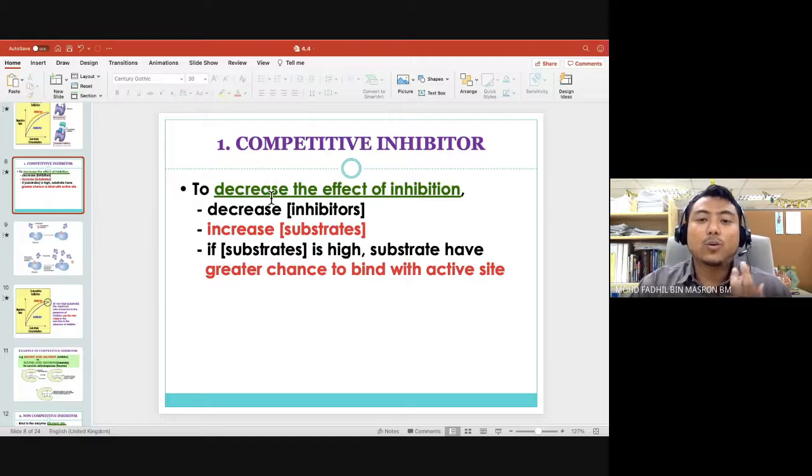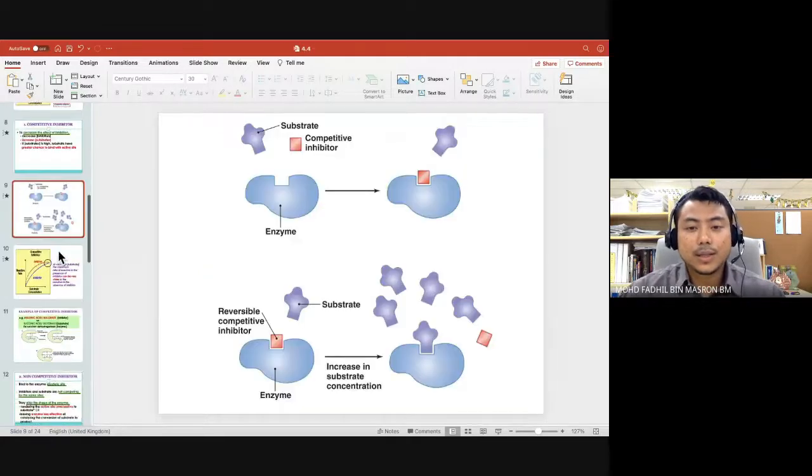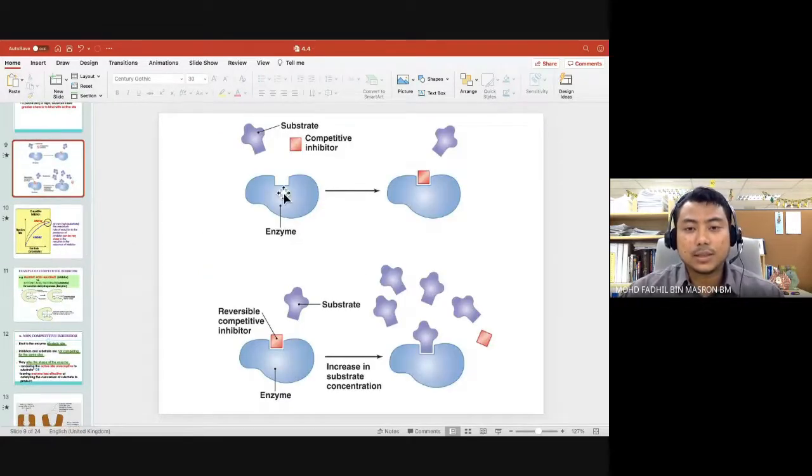Kalau kita nak kurangkan kesan of inhibition tu, apa yang kita boleh buat? Ni dua cara ni. Satu, kita kurangkan inhibitor tu. Kita kurangkanlah jumlah perempuan tadi tu. Kuranglah effect of inhibition, daripada 10 perempuan, maybe saya letak seorang saja perempuan. So as the chances of the guy to sit on the chair higher. Ataupun kita tambahkan lagi jumlah lelaki tadi tu. So macam itulah.